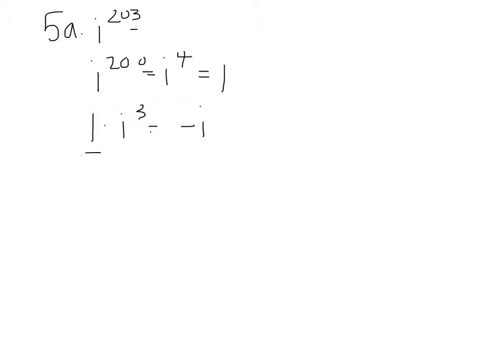Okay, starting with 5a, they ask us to simplify i to the 203rd power. So we have to pull our greatest factor out of there, and that is going to be 200, which is actually equal to i to the 4th, which is equal to 1. But we can't forget about our 3, so we have to do 1 times i to the 3rd, and i to the 3rd is equal to negative i. So in the end, we're going to do 1 times negative i, and we're going to get negative i. That's our final answer for 5a.